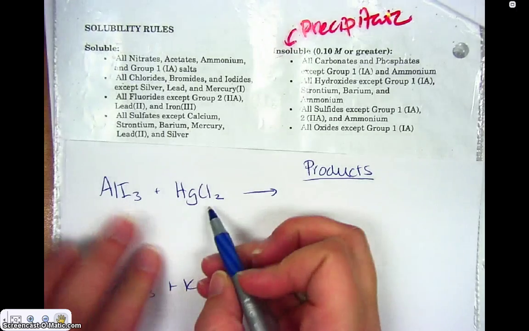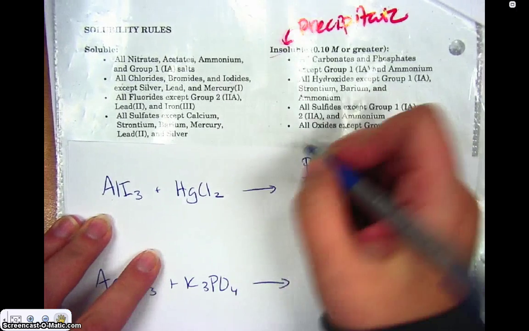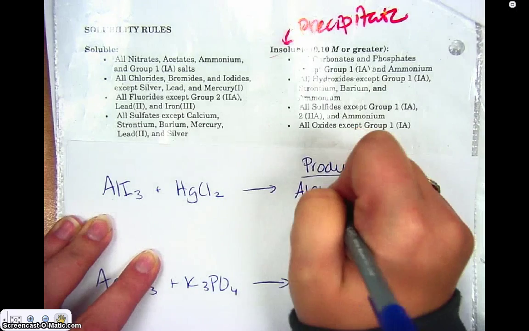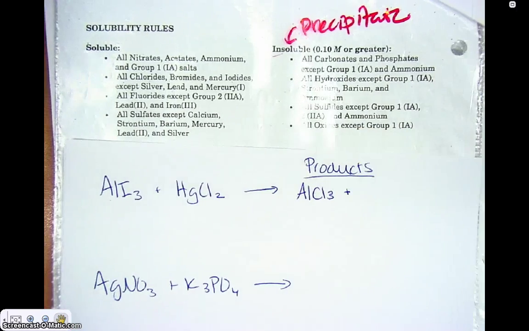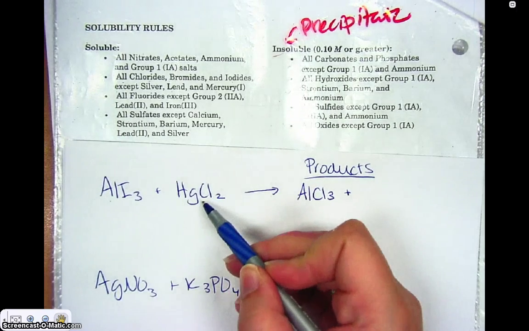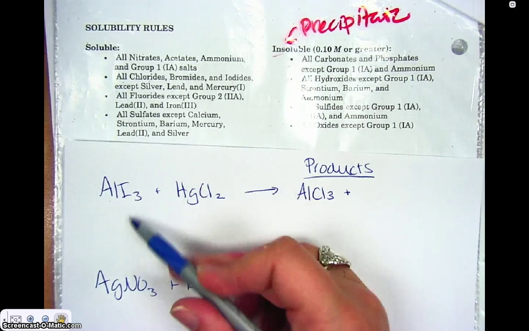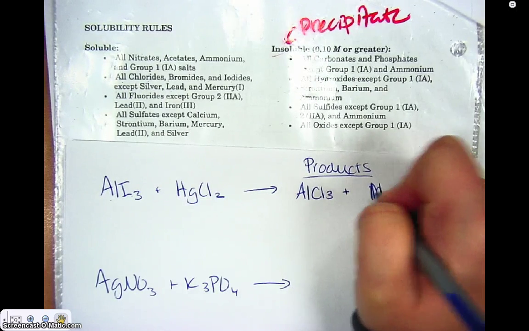So first thing I have to do is swap these guys' partners. Aluminum will go with the chloride, so that's AlCl3 because of their charges. It's very important that we pay attention to the charges when writing ionic compounds. If we look here, mercury in this case is a +2, so mercury would go with the iodide, and it would be HgI2.